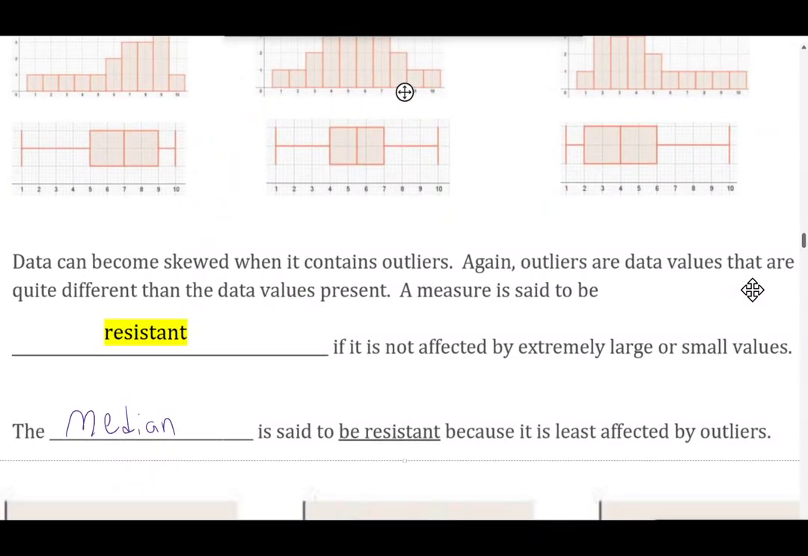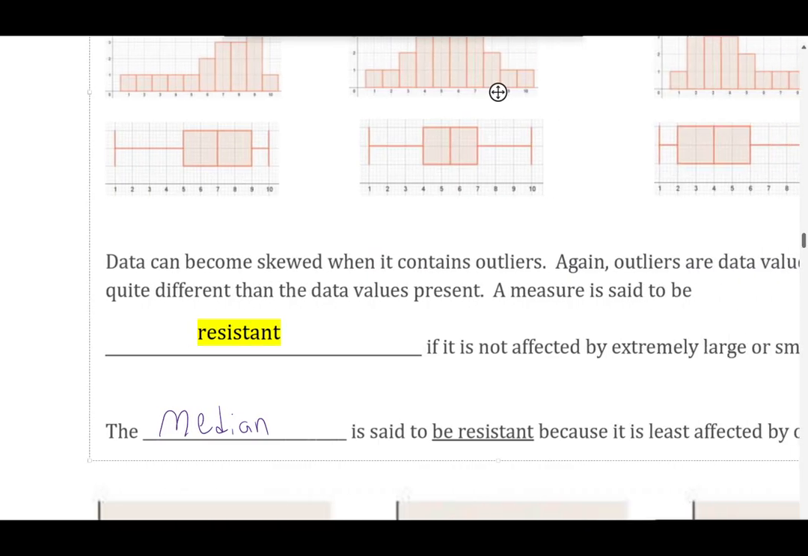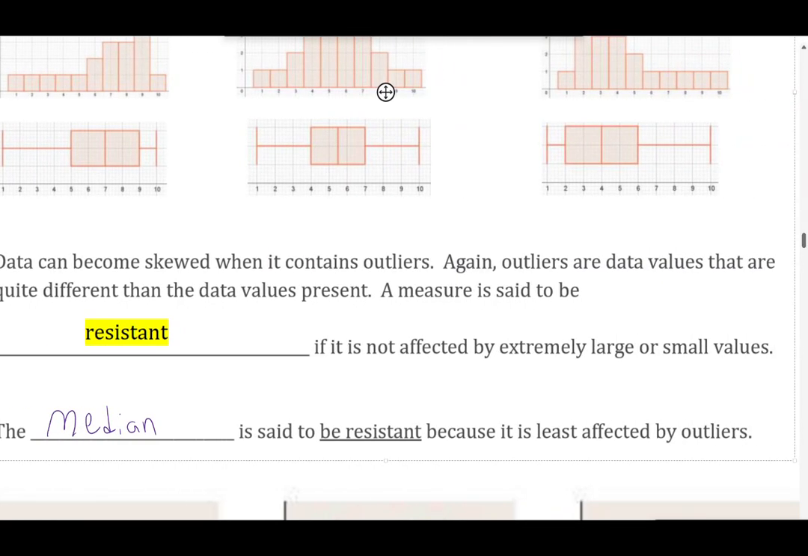Data can become skewed when it contains outliers. Again, outliers are data values that are quite different than the data values present. A measure is said to be resistant if it is not affected by extremely large or extremely small values. The median is said to be resistant because it is least affected by outliers.